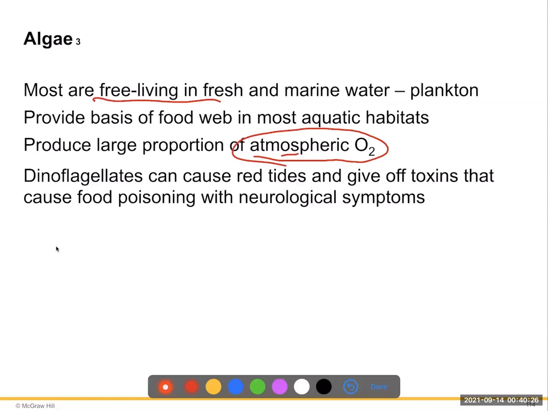Dinoflagellates cause the red tides. What we see down at Point Magoo, down here at the beach on the Marine Corps base, there's a red tide that comes across when the tide glows. Those are the toxins given off by the dying dinoflagellates. They give out toxins that cause food poisoning with neurological symptoms. So not fun stuff. But this is red tide.